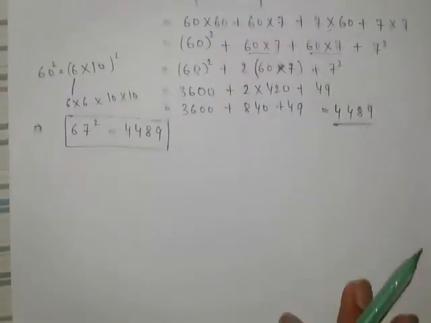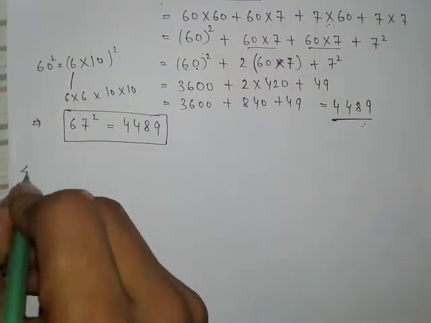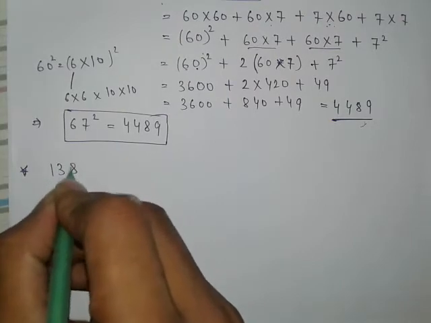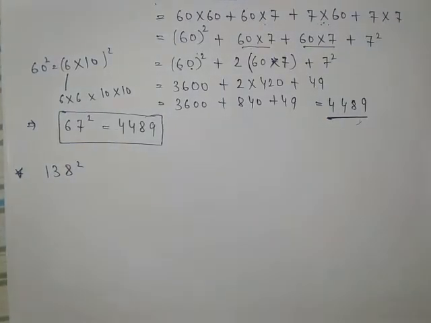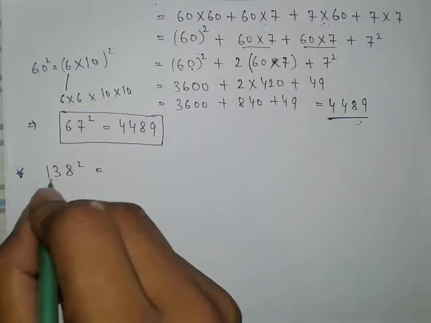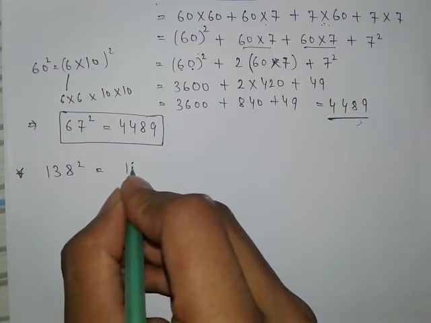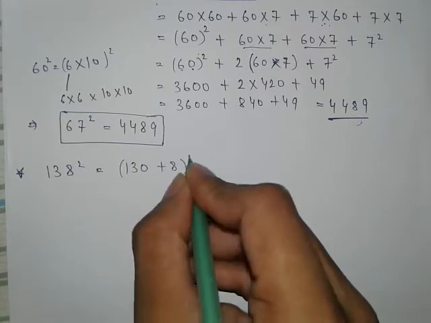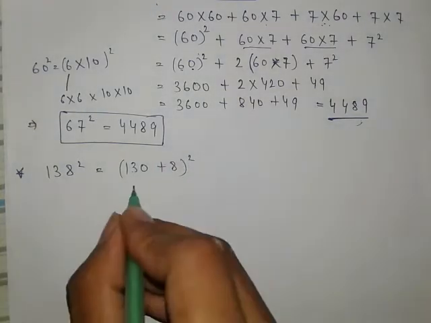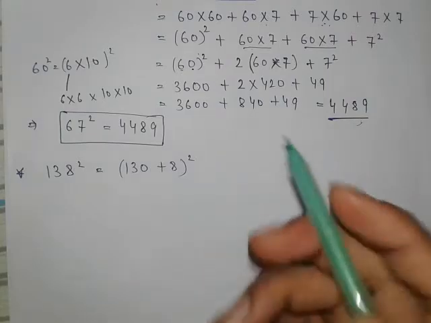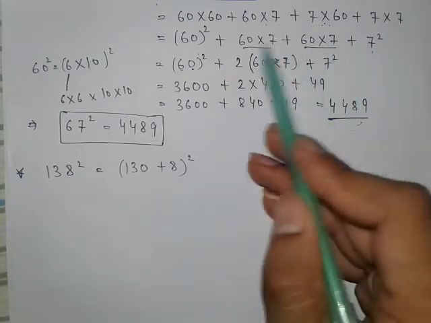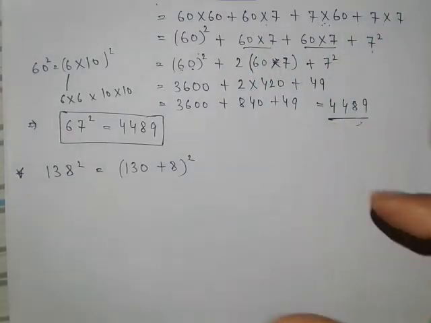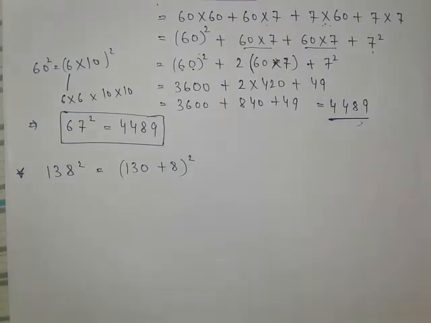Okay, we take another example, 138. Suppose you want to find the square of 138. So 138 can be written as 130 plus 8, isn't it? But with 130 plus 8, you would get 8 square here. The 8 is a bigger digit, a bigger value, so it will cause you some trouble with the calculation.